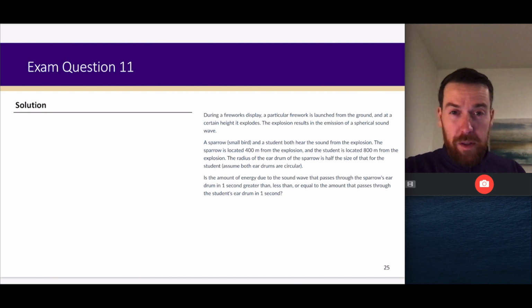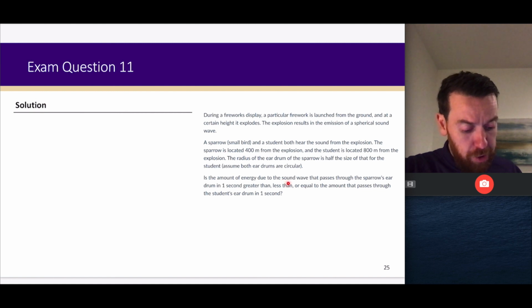So I'm testing the relationship here: the intensity of a wave is proportional to 1 over r squared, r representing the distance from the source, but also the area of these eardrums, since they're circular, also has an r squared dependence. That's the play here on those two ideas that's being tested.